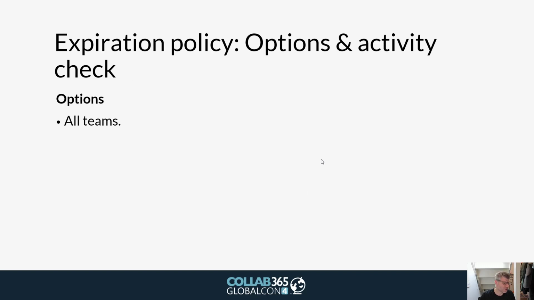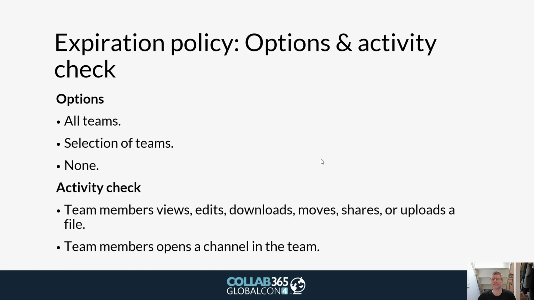Next one is expiration policies. This means that periodically you can review teams that haven't been used for a while, and then the owners can decide if they want to keep or remove the team. You can apply this to all teams, a selection or none. And these days you have a nice activity check, because it's weird that owners of a team that's actively being used, maybe for a department, get an email that asks them, hey, do you want to renew this team? It's like, yeah, of course, because we use this on a daily basis. If the system notices that, it will get renewed automatically.